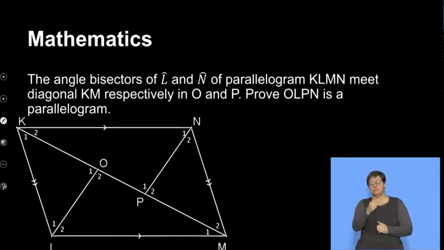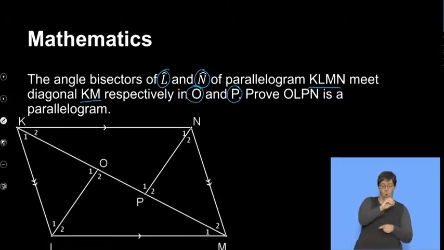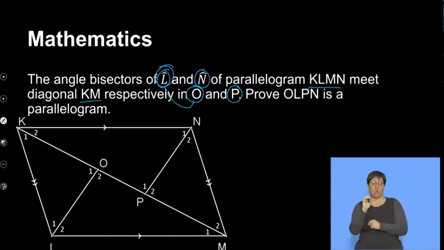So this says the angle bisectors of L and N of parallelogram KLMN meet diagonal KM respectively in O and P, right? So in simple terms, they are saying the angle bisector of L meets the diagonal at O, and the angle bisector of N meets the line at P. That's what the word respectively means, right?